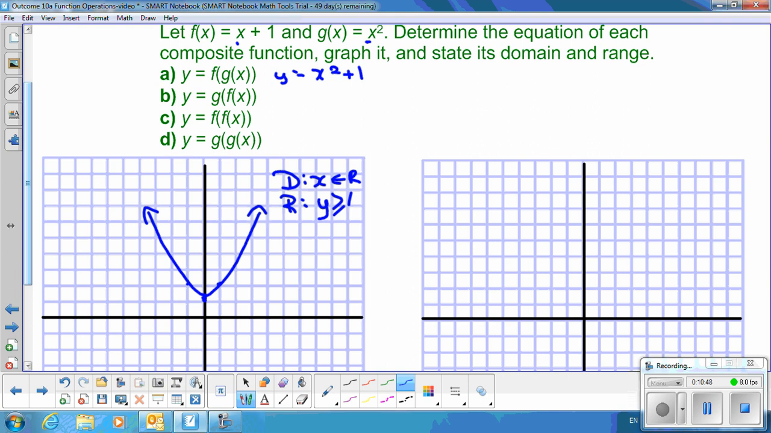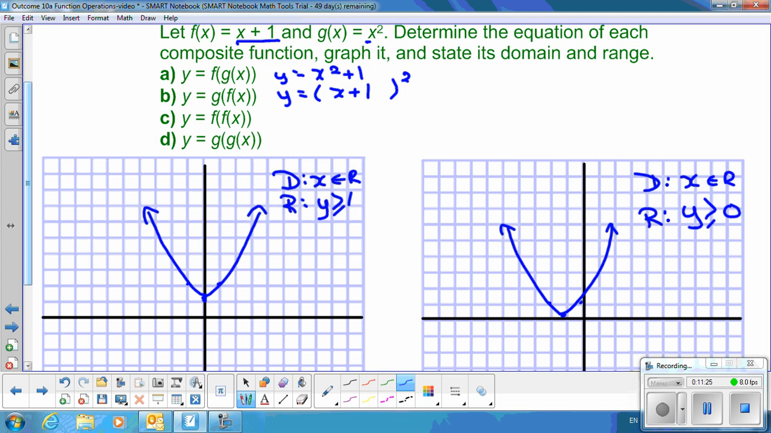Y equals g of f of x means that we're going to substitute in x plus 1 into the function g. And so we end up with y equals, and instead of x squared, we end up with x plus 1 squared, which again is a parabola. This time it's been shifted to the left 1 unit, and so our graph will look something like this. The domain this time, again, is all real numbers. The range is that y has to be greater than or equal to 0.